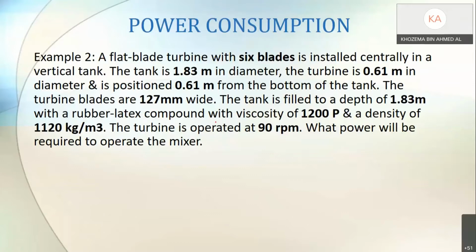here you have a rubber latex compound with a viscosity of 1200 P, right? And a density of 1120. The turbine, the value of N is still 90. What will be the power required to operate this mixture, right? So it is quite similar to our example number 1. The only difference is that our value of mu here is 1200 P.